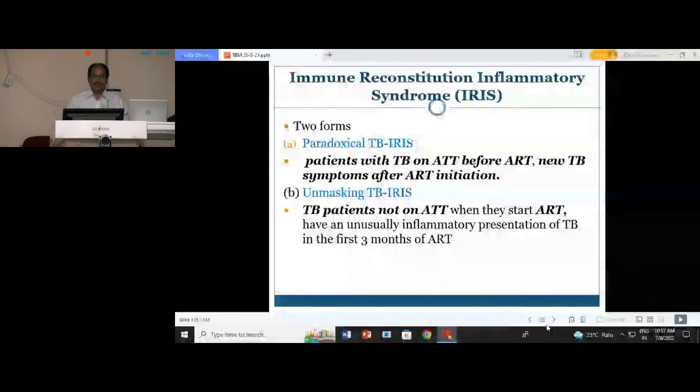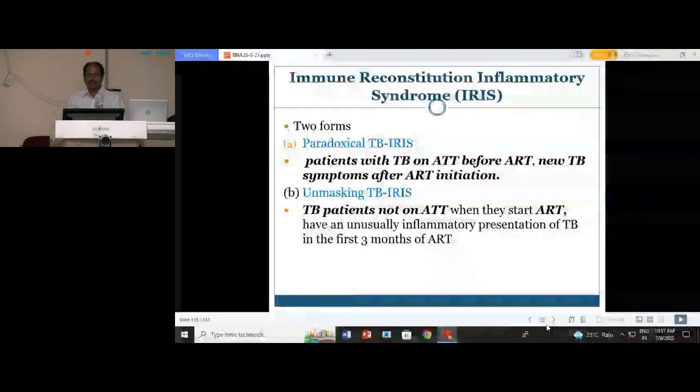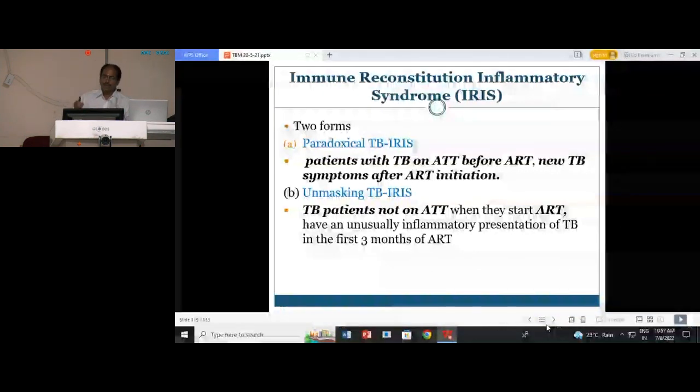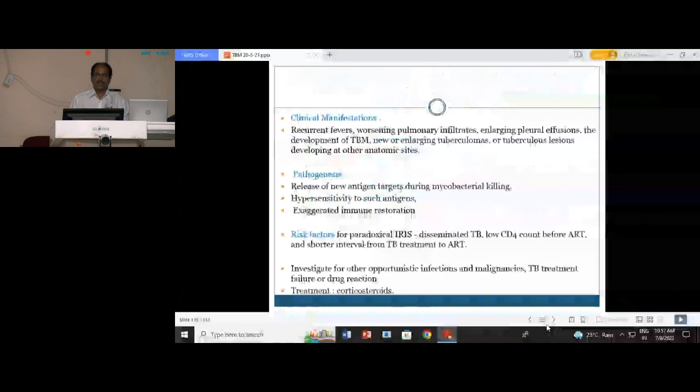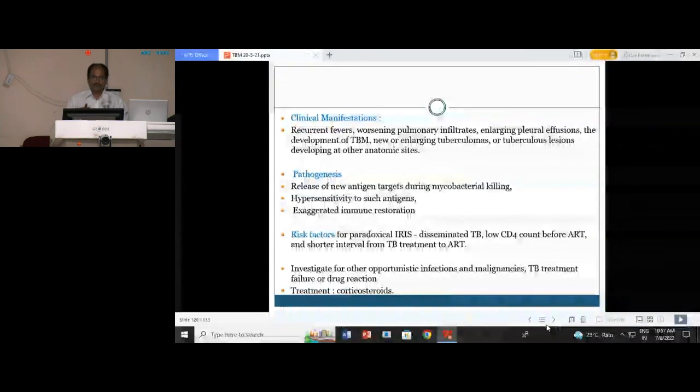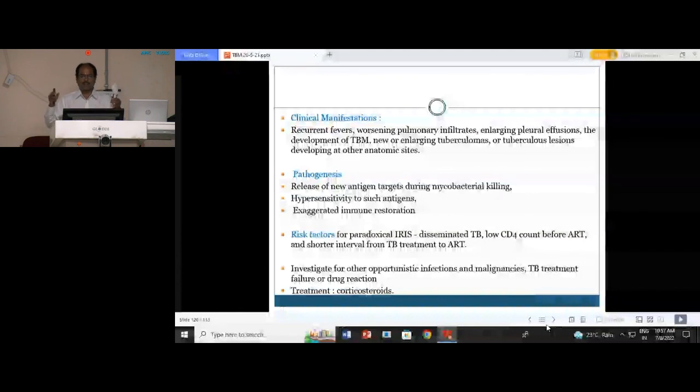Paradoxical TB IRIS: a patient with TB on ATT before ART develops new TB symptoms after ART initiation, and the condition worsens. Unmasking TB IRIS: a TB patient not on ATT, when they start ART, has an unusually inflammatory presentation of TB in the first 3 months of ART. Clinical manifestations: recurrent fevers, worsening of pulmonary infiltrates, enlarging pleural effusions. They may come with dyspnea, development of tuberculous meningitis, enlarging tuberculomas or tuberculous lesions elsewhere in the body. Pathogenesis: release of new antigen targets during mycobacterial killing, hypersensitivity to such antigens and an exaggerated immune response.